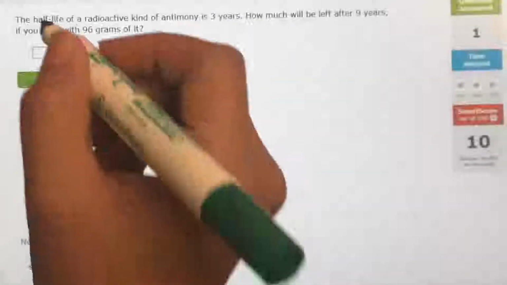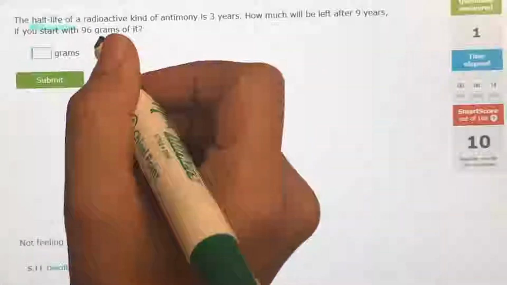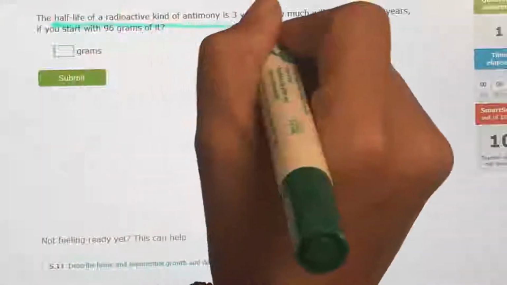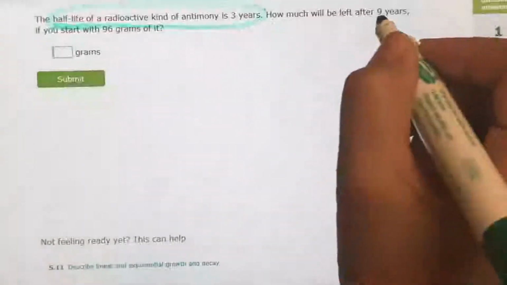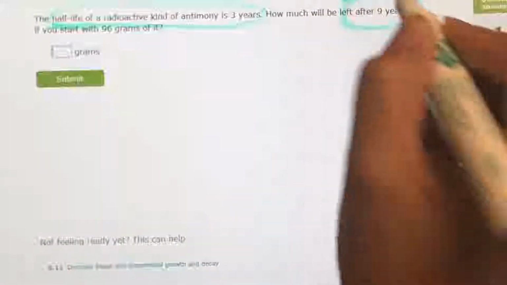All right. The half-life. If it's talking about half-life, you're talking about decay. Pull out the information they give you. It says the radioactive antimony half-life is 3 years. Okay, so I need that. The half-life is 3 years. That's what that's saying. How much will be left after 9 years if you start with 96?